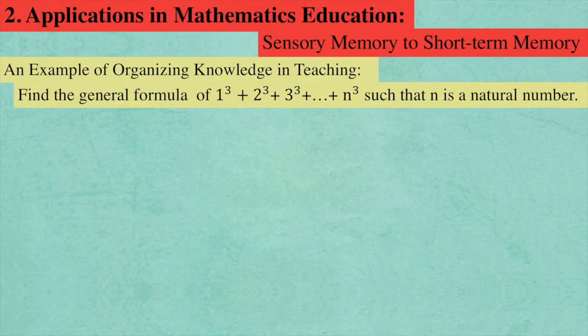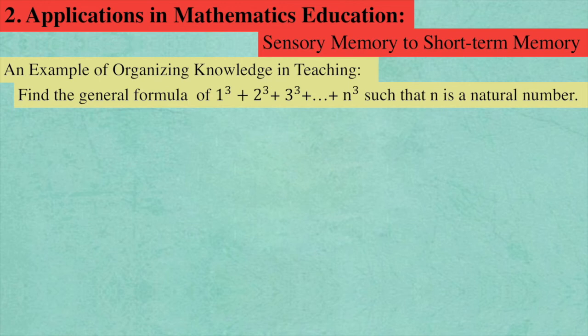Here is an example that shows how to attract students' attention and help them organize knowledge when teaching. The question is, find the general formula of 1 cubed plus 2 cubed plus 3 cubed plus ... plus n cubed, such that n is a natural number.